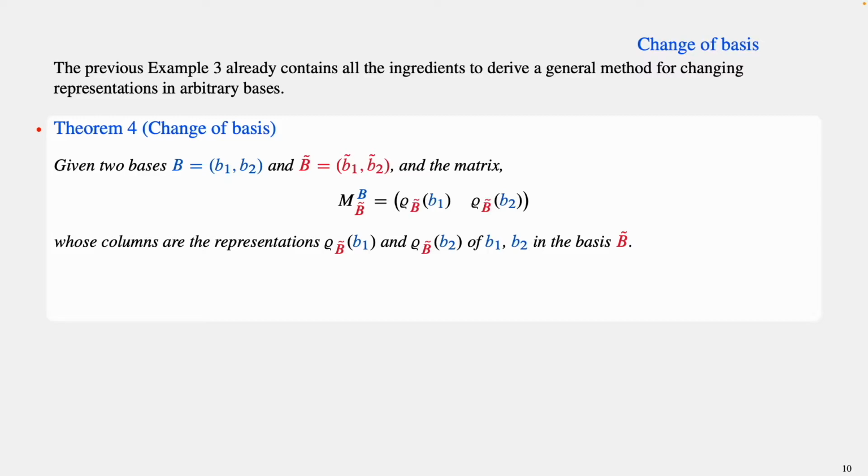Now here we have theorem 4 which describes the change of basis equation, and don't be scared of the notation that's coming up here. I know it's a lot of indices, but it's necessary to be precise here, and once you get used to it, it's actually quite convenient. So we're given two bases, b with vectors b1, b2 and b tilde with vectors b1 tilde, b2 tilde, and the following matrix M, upper index b, lower index b tilde, whose columns are rho b tilde of b1 and rho b tilde of b2. So the columns are the representation of the basis vectors from the first basis b in the second basis b tilde.